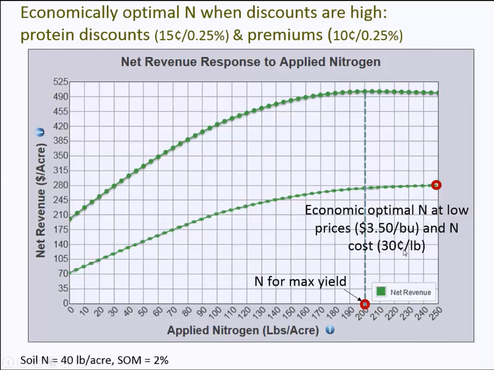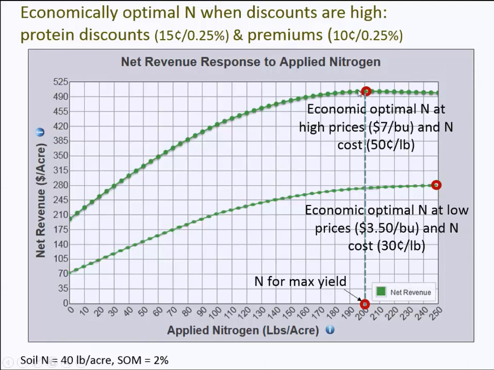So at the low price scenario, this model at least predicts applying somewhere around 250 pounds of nitrogen per acre will optimize profit. In this higher price and cost scenario, the optimum nitrogen rate is somewhere around 200 pounds, or about what the maximum yield was.